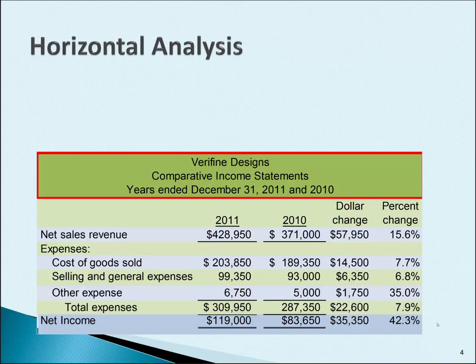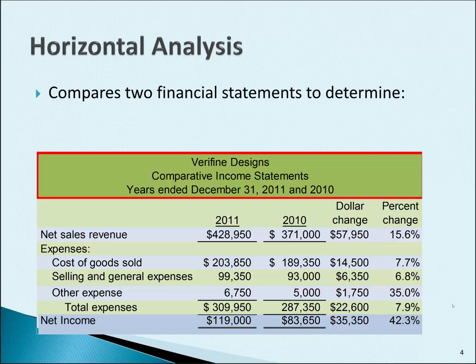So here we are looking at Verifying Design's income statements. Now these are comparative income statements, so they're comparing 2 different years side by side. It's called horizontal analysis because we are comparing 2 numbers side by side as in a horizon. And in this example, we're comparing 2 financial statements, the income statements, to determine dollar changes and percentage changes.